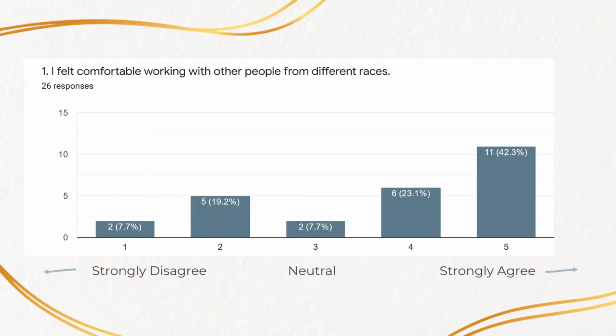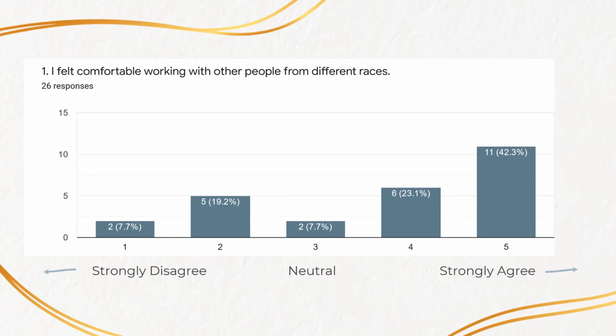For the first question, we asked the respondents, do they feel comfortable working with other people from different races? From the 26 responses, we can see there are 5 that disagree and 2 strongly disagree, showing that they felt uncomfortable working with other people from different races. This does not immediately show that they are being racist. It could be because of language barrier, difference in manners, difference in attitude.